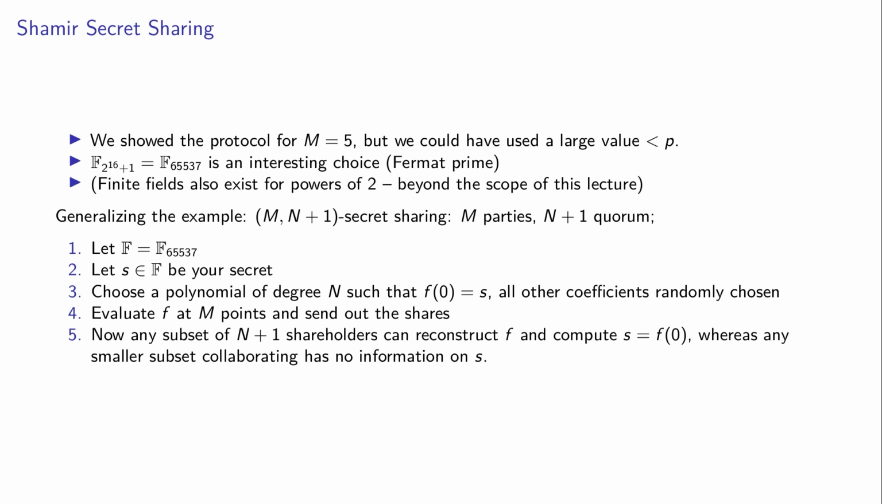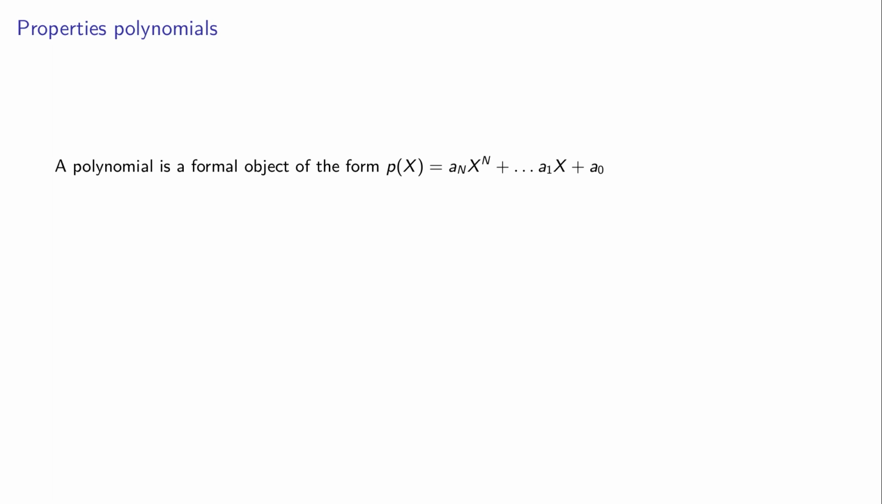So let me summarize some of the properties of polynomials. A polynomial is a formal object of the form a_n x^n plus, and so on, a_1 x^1 plus a_0 x^0. Okay, so this is the formal object. We can represent a polynomial by specifying these coefficients, a_0 up to a_n.